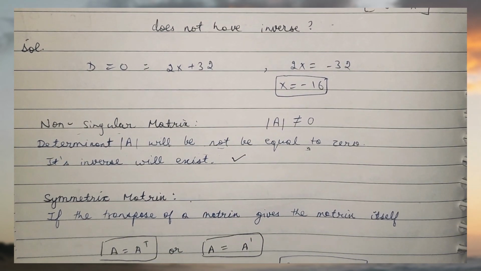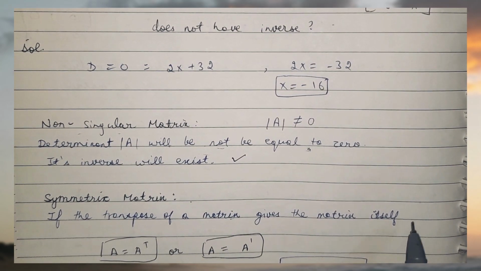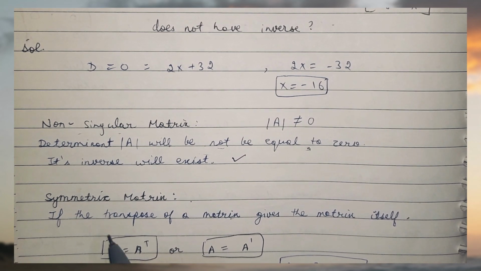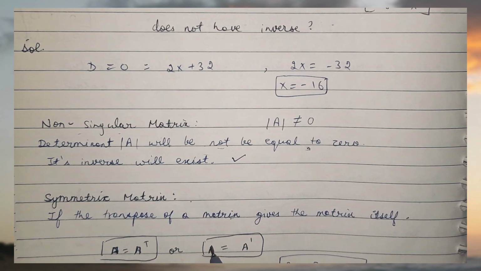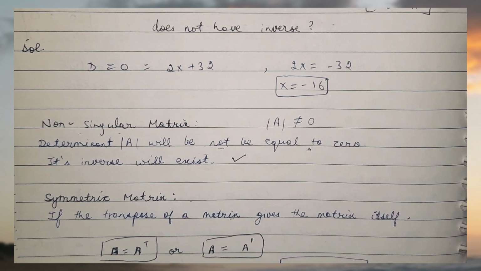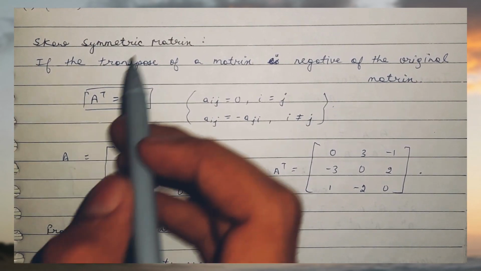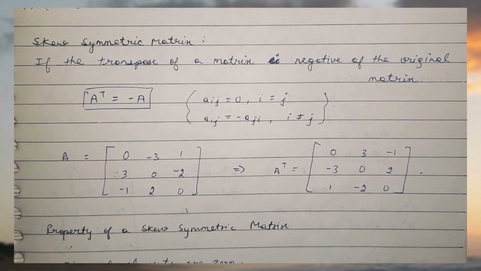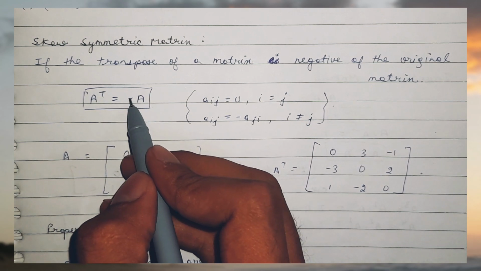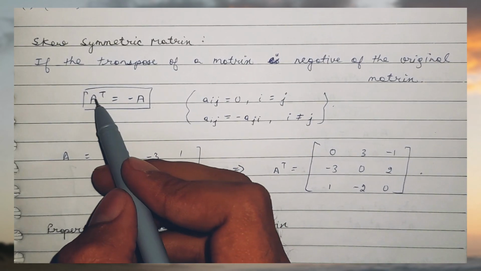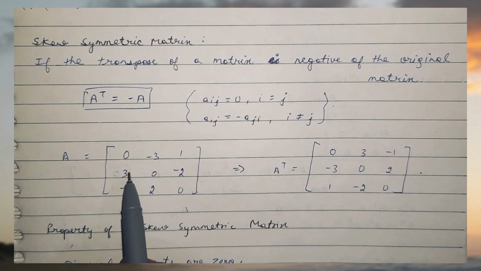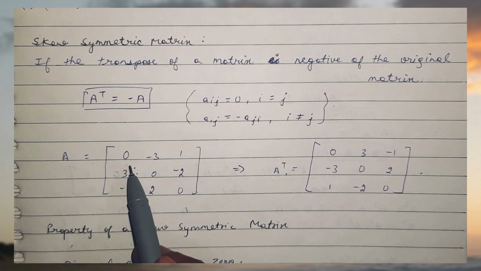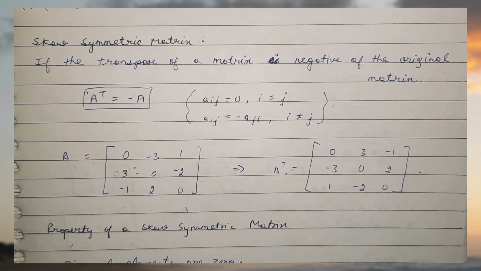Then comes symmetric matrix. If the transpose of a matrix gives the matrix itself, then it is a symmetric matrix. And this is also the transpose sign. Skew symmetric matrix is the opposite of symmetric matrix. If the transpose of a matrix is the negative of the original matrix, because A transpose is minus A, then it is a skew symmetric matrix. If A transpose is A, then it is a symmetric matrix. Example, this is a skew symmetric matrix where A transpose is minus A. Here it is 3 and here it is minus 3.